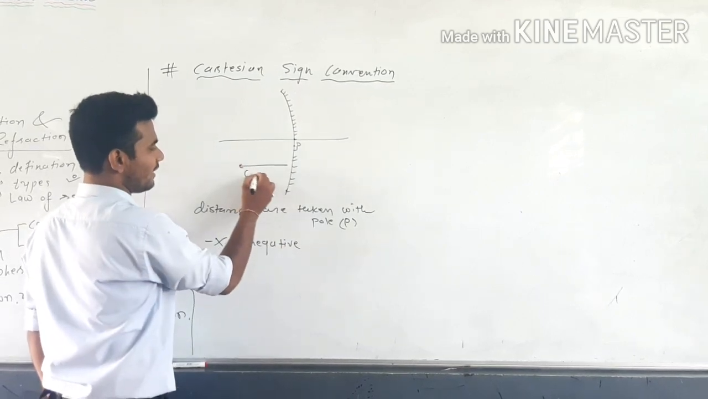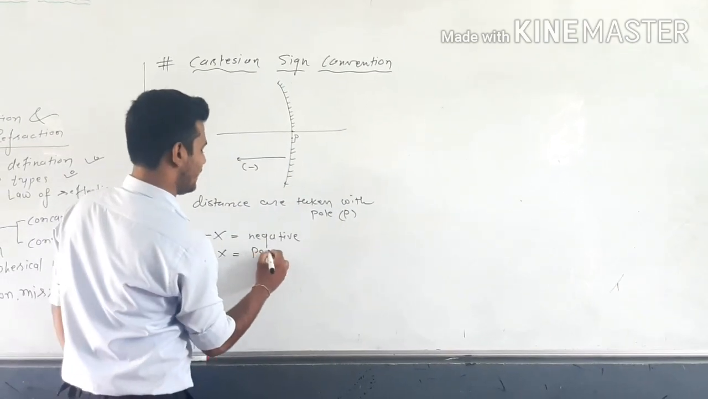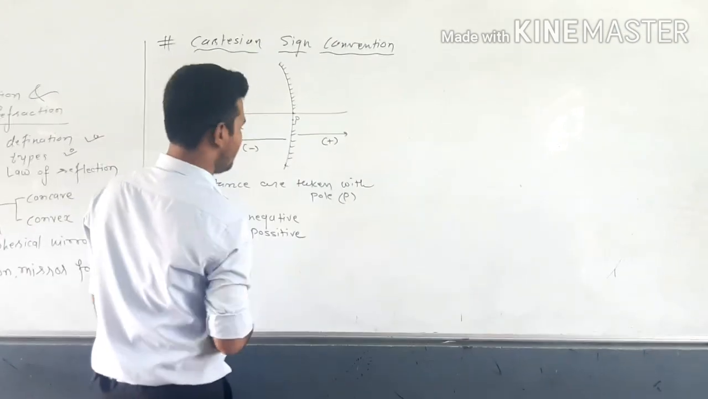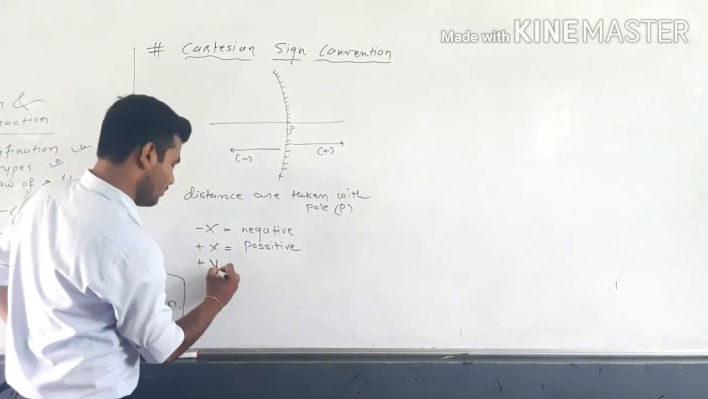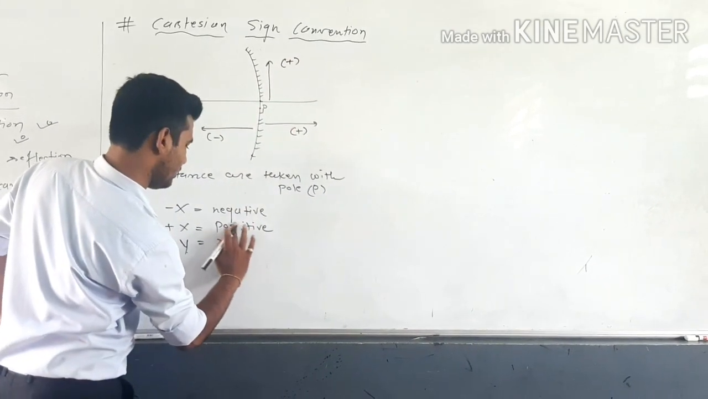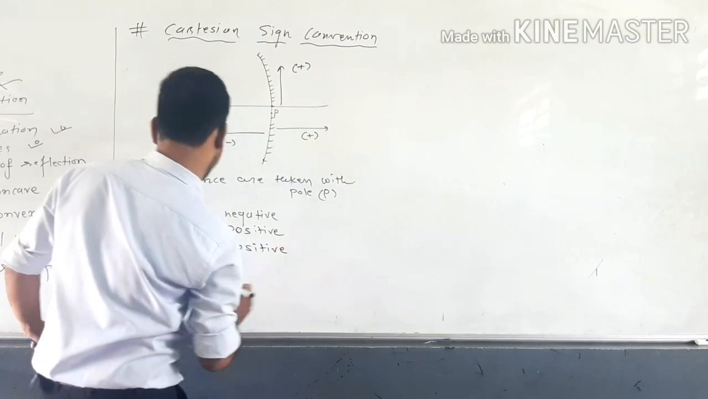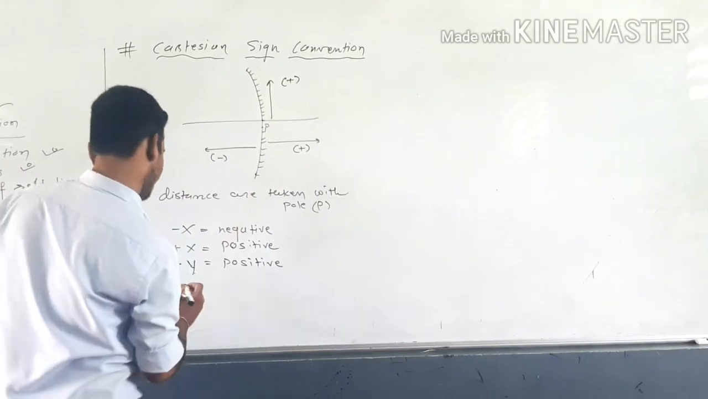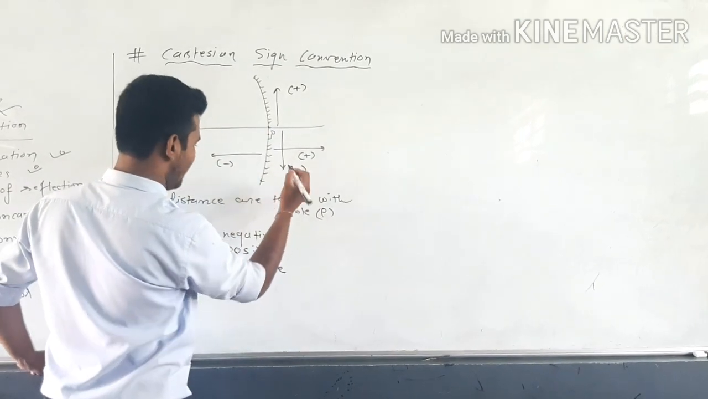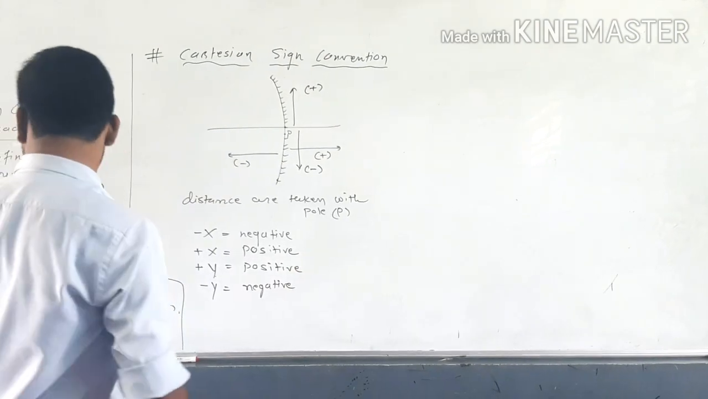So this side distances are taken negative. The distance which is in the direction of positive x-axis is taken positive, means in this direction it will be positive. In positive y direction, means in upward direction, that is positive. And if the distance is in negative y-axis direction, right, means in downward direction, so that will be negative. So this way we can understand Cartesian sign convention.